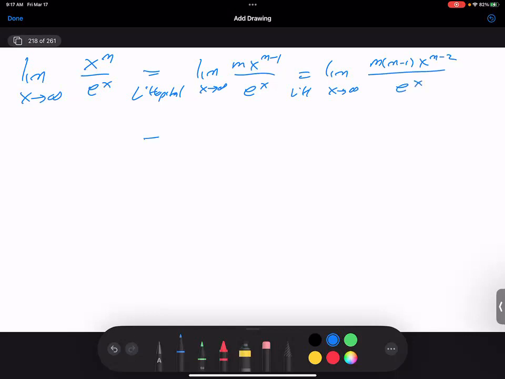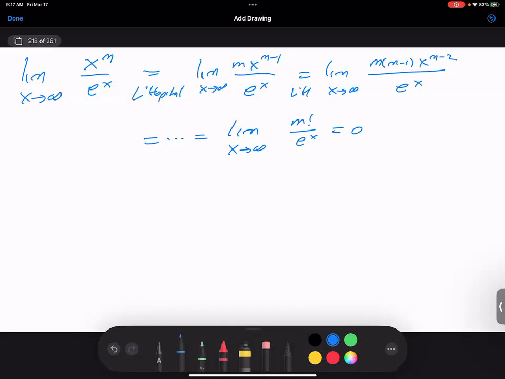And then we just keep doing this. And eventually we get the limit as x goes to infinity of m factorial over e to the x, which is 0. And this would prove that the polynomial is growing slower than the exponential.